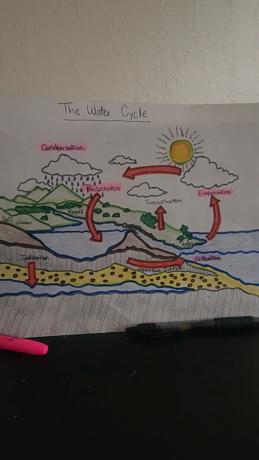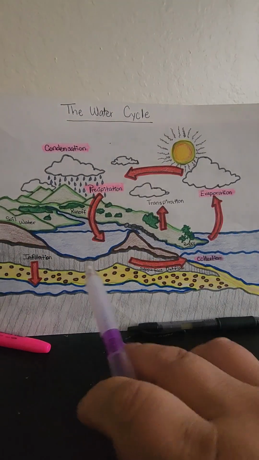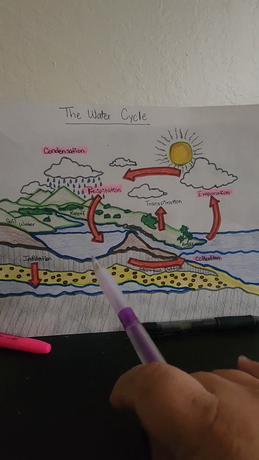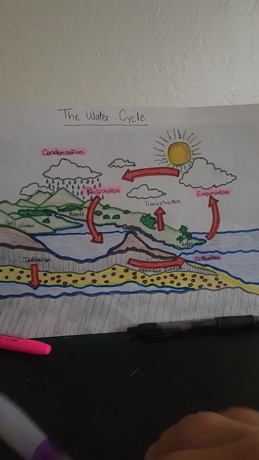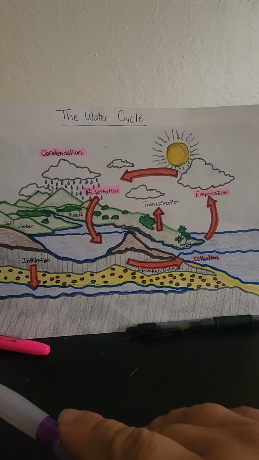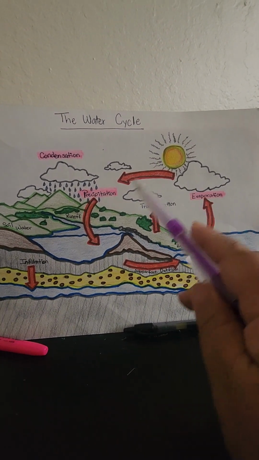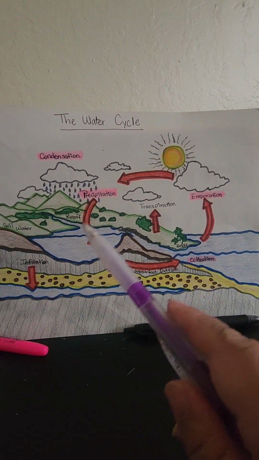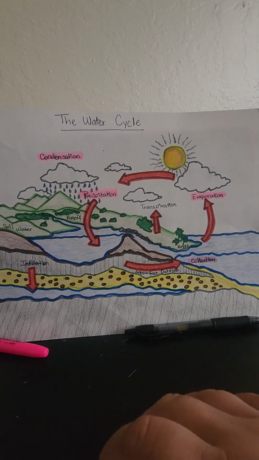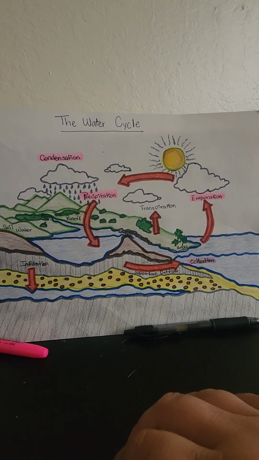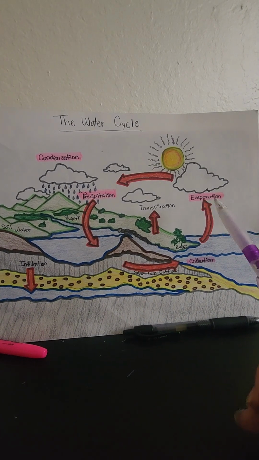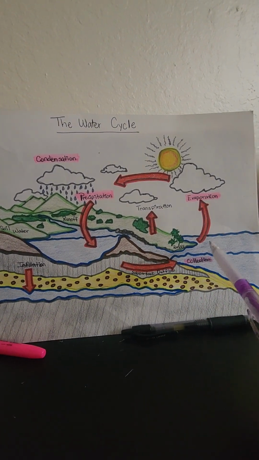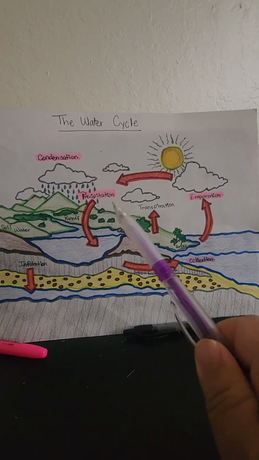So to begin with, this is my drawing of my diagram here, and this is the process of the water cycle. As we can all see here, the water on Earth is constantly moving. This is what these arrows are for. The water cycle is the process in which water is recycled over and over again. It starts from one direction and it'll go all the way back around.